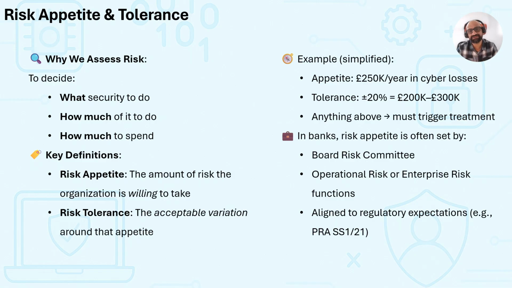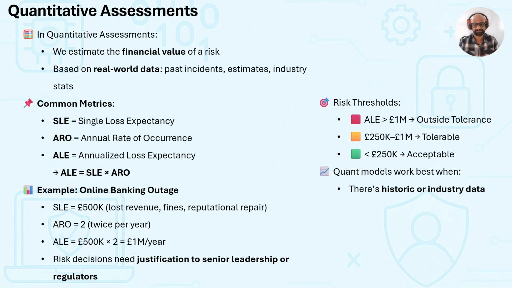Under the Prudential Regulation Authority in the UK, on operational resilience, banks must set clear impact tolerances, especially for critical business services like payments or trade settlements. So when we assess risk, it's not just a technical exercise. We are trying to stay inside these appetite and tolerance thresholds. Because once you go outside them, senior management and regulators must be informed.